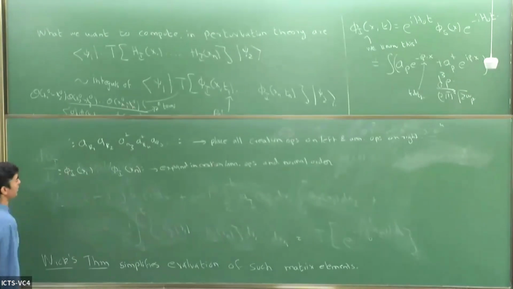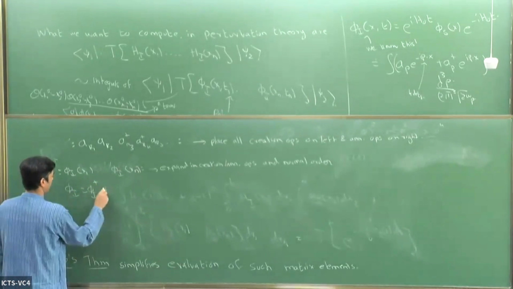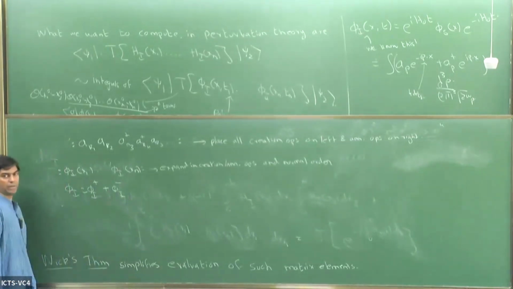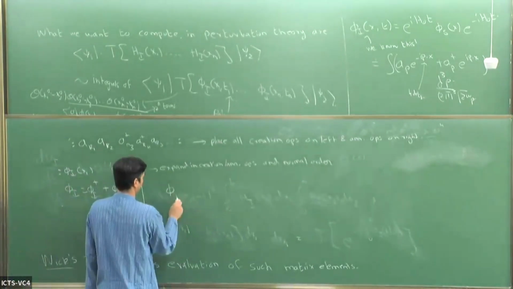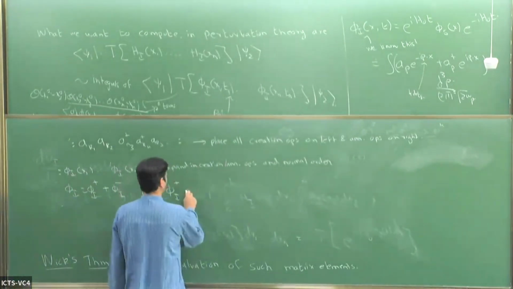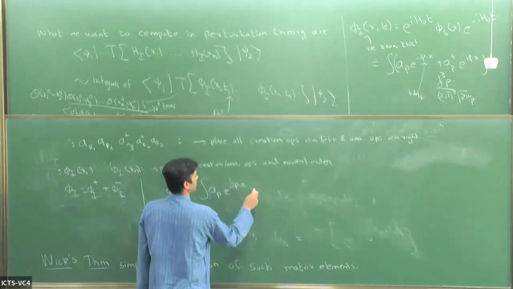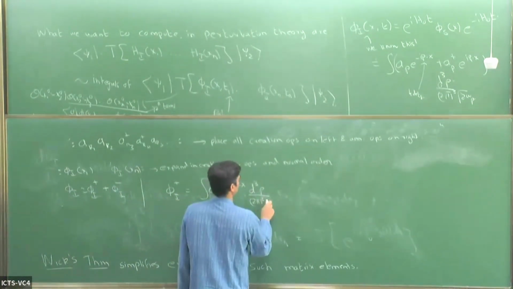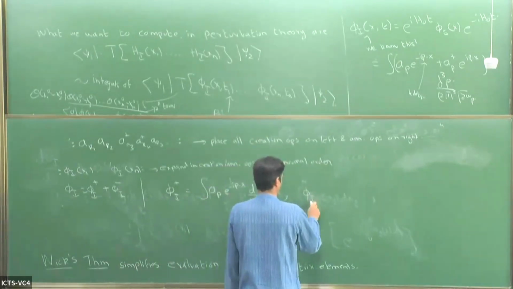So another way to do this is to write phi I as phi I plus plus phi I minus, the positive frequency part and the negative frequency part. And the positive frequency part is defined as, remember that you see there are 2 terms there, right? So you can write this as... And the negative frequency part is the one that contains the creation operators.